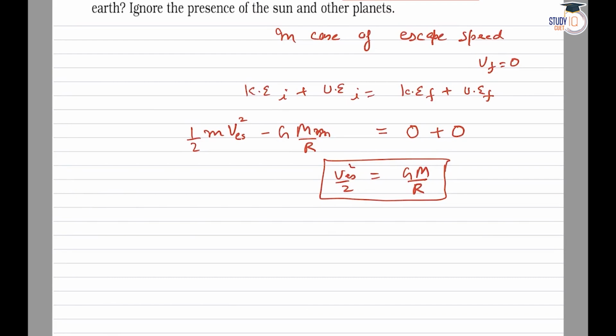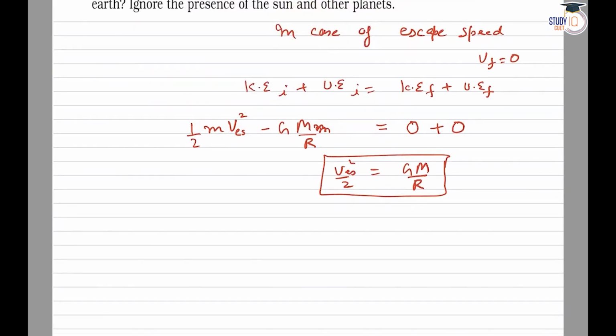Now in this situation, the speed is not v escape, but this time the speed is v equal to 3 times the escape speed. Now using conservation of energy, we can say that initial kinetic energy can be written as half m into v square, plus potential energy, that is equal to minus G m1 m2 by capital R.